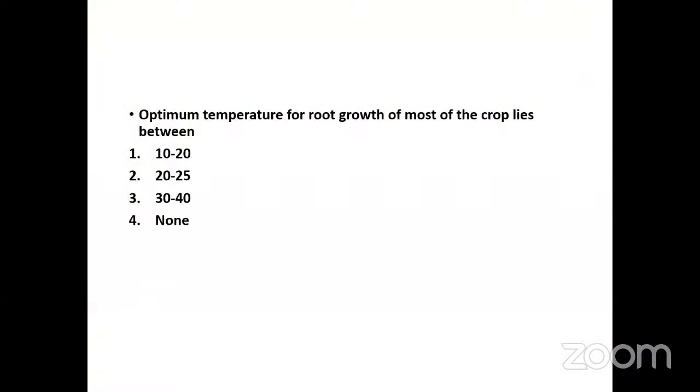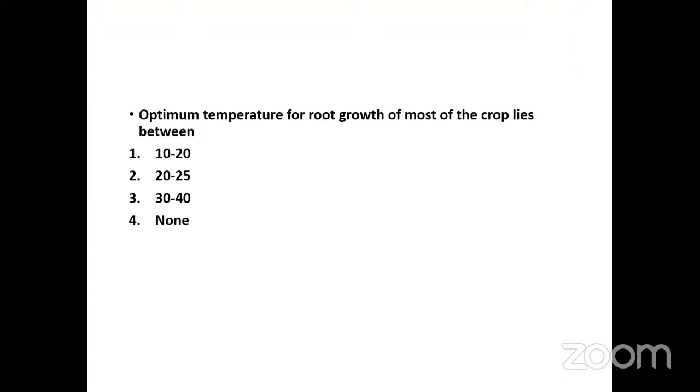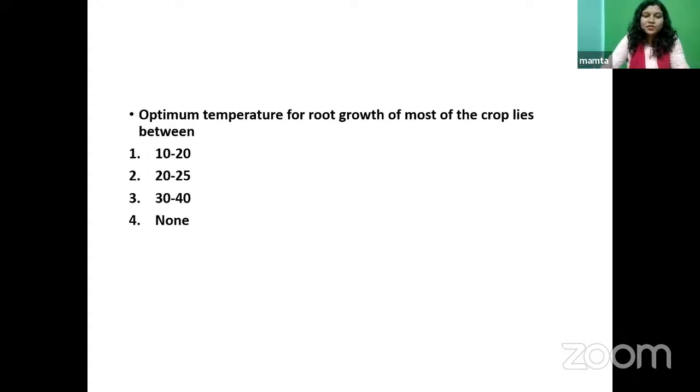Now some questions. You can tell me, the optimum temperature for root growth of most of the crops lies between 20 to 25 degrees Celsius. Yes, good. I do not need to explain it, right?